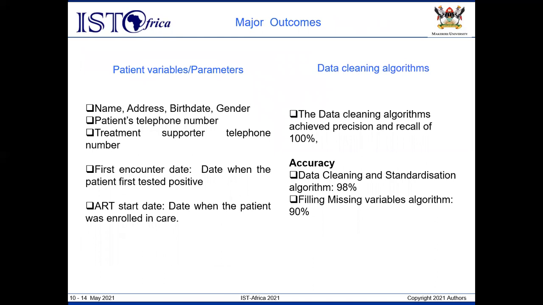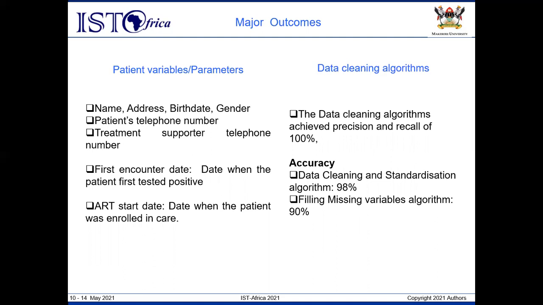So the results we have for the patient variables were name, address, birth date, gender, and then the patient's telephone number, the treatment supporter telephone number, which is also the next of kin telephone number, the first encounter date, which is the date when the patient first tested positive, the at-start date, which is the date when the patient was enrolled in care. And then the data cleaning algorithms achieved precision and recall of 100%.